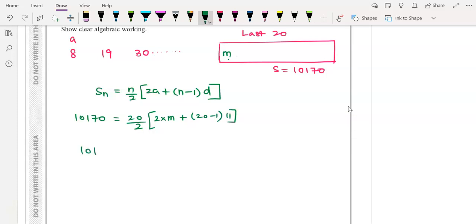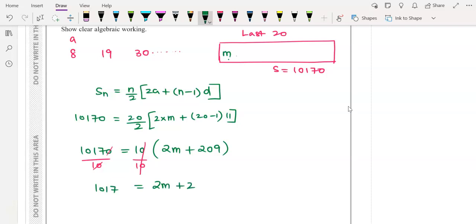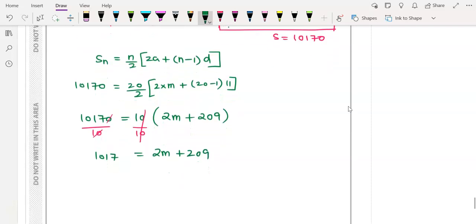So it is 10,170 equal to 20 divided by 2, which is 10, times 2m plus 20 minus 1, which is 19. 19 times 11 will give me 209. So divide both sides by 10. So this will cancel out. So I have 1017 equal to 2m plus 209. So I'll simplify it. I want to find the value of m. So 1017 subtract 209 on both sides. Now I need m alone, so divide both sides by 2.